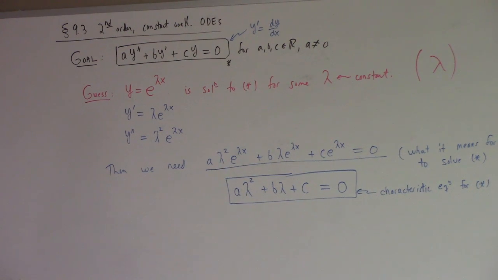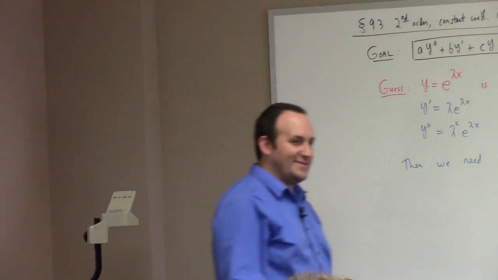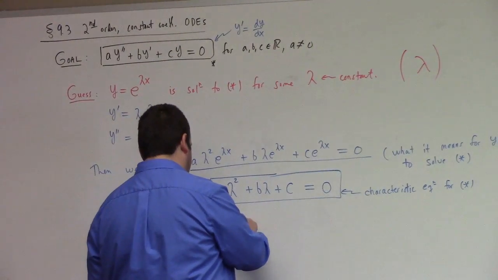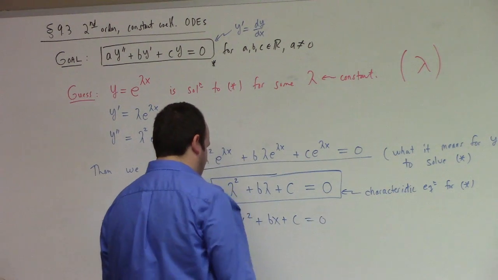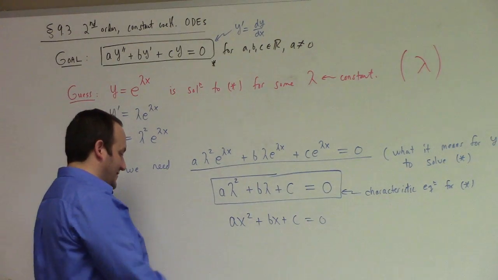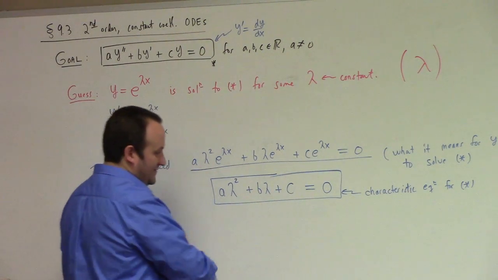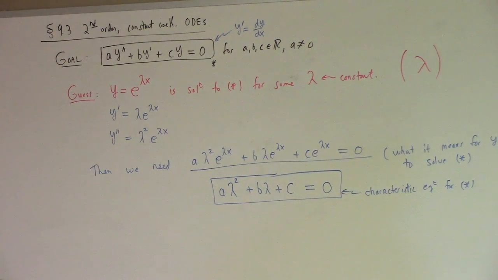What is the characteristic equation? Maybe if I wrote it like this, it would be better. I wouldn't do this usually, but ax squared plus bx plus c. I wouldn't do that, though, because x has a different meaning here. That's why I use lambda. Let's look at an example.